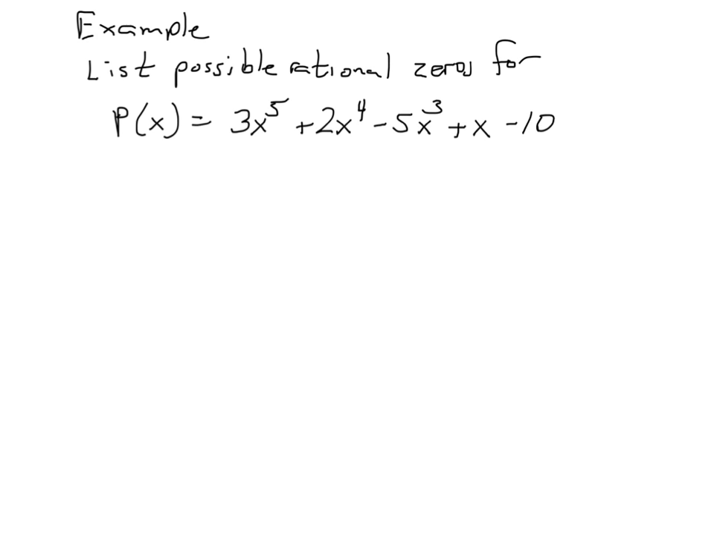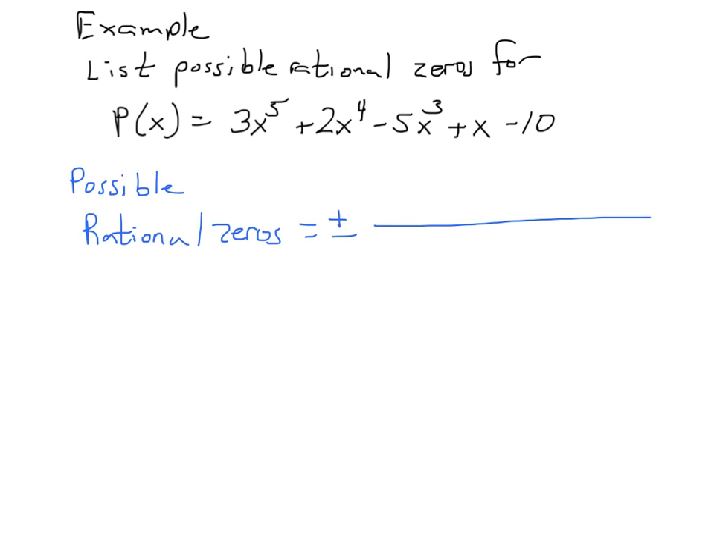In our example, we want to list off the possible rational zeros for 3x to the fifth plus 2x to the fourth minus 5x cubed plus x minus 10. Well, in this case, we know from the theorem that the possible rational zeros are going to be in the form plus or minus the integer factors of our constant term, which in this case is negative 10. The integer factors of 10 are 1, 2, 5, and 10, over the integer factors of our leading coefficient. Our leading coefficient this time is 3, so the integer factors of 3 are 1 and 3.